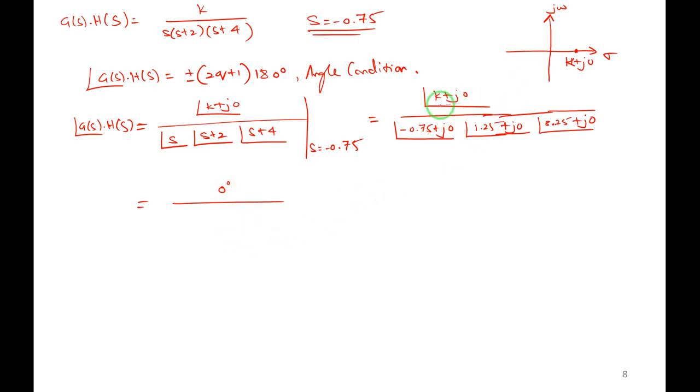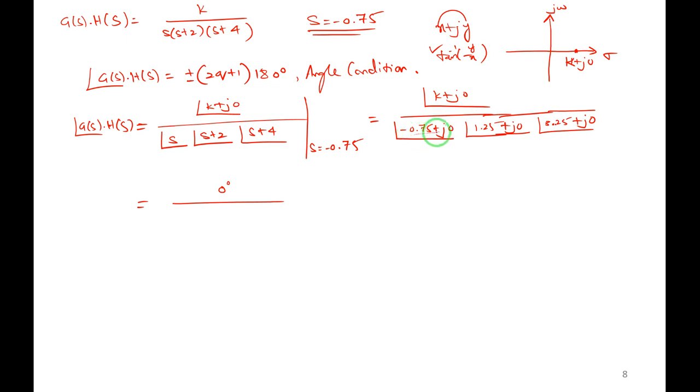Another way is tan inverse of y by x. So this is x plus jy. Tan inverse of y by x, that also you can calculate. So tan inverse of 0 is 0 degree. That is one way. Sometimes I will use it, but most of the times I will not be using tan inverse of y by x. Just by looking at the point, I will tell you what the angle is. K plus j0, the point comes here, so 0 degree.